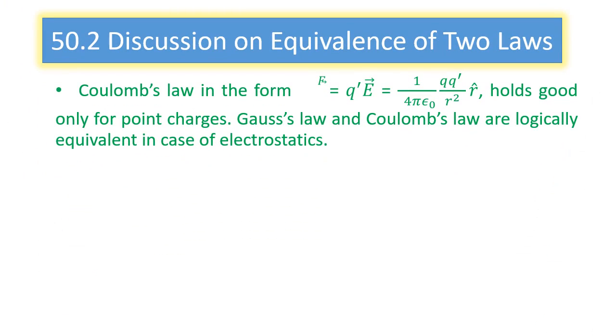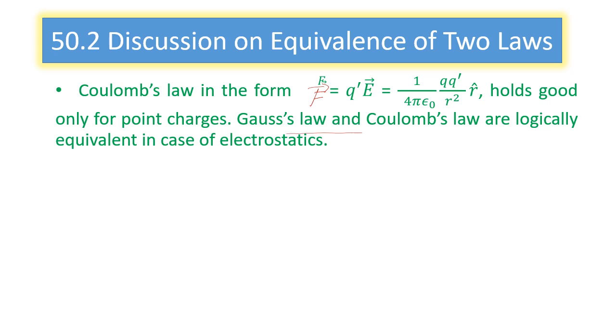Now discussion on the equivalence of the two laws. Coulomb's law, written as F is equal to q dash E, 1 over 4 pi epsilon naught q q dash by r square into r cap, holds good only for point charges. Remember, it holds good for only point charges, and it can be extended to surface charges, volume charges and line charges if we use the superposition principle. But the superposition principle may not be valid in very high intensity electric fields.